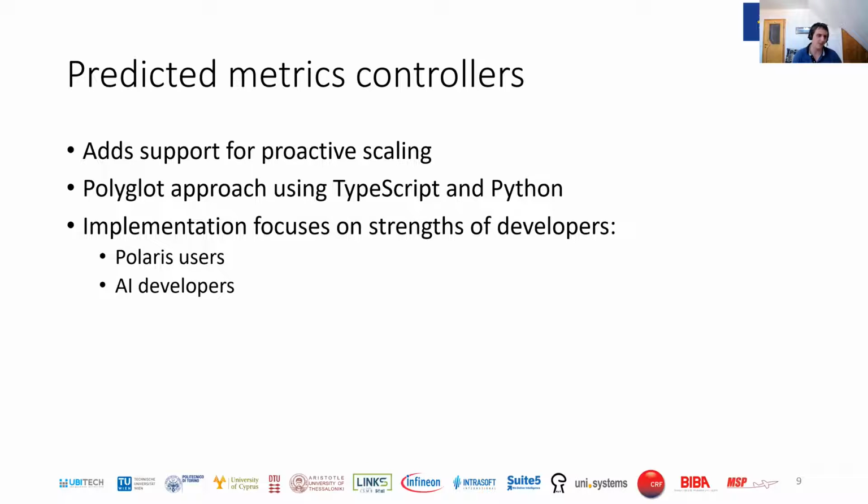And remember, Polaris is written in TypeScript. So here we use a polyglot approach with a small TypeScript wrapper around the Python AI code, because AI developers usually prefer Python. So we can have each developer focus on his strengths. Polaris users will often be cloud developers who are familiar with TypeScript, whereas AI developers are often familiar with Python, and they can just focus on their part while the cloud developers handle the integration.